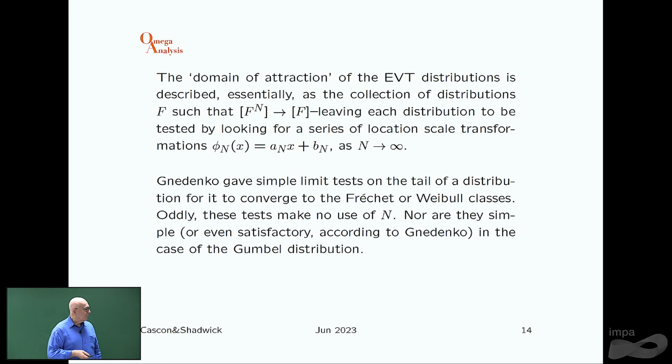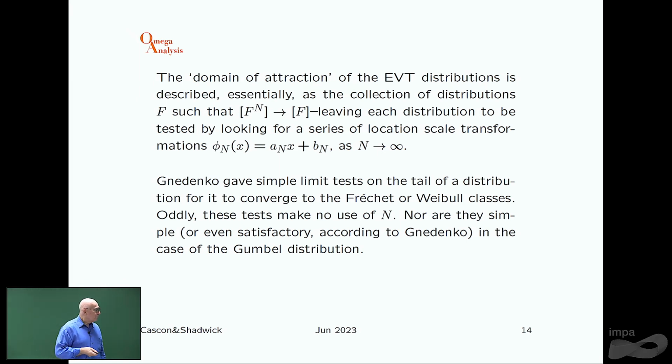Gnedenko, in a paper in which he discovered the limiting distributions, I think, independently of Fisher and Tippett, but also gave simple limit tests. So you just look at the tail of the distribution, take this limit that involves this shape. And when you see these things treated in the usual way, it's not usually remarked on, but it's odd, to say the least, that Gnedenko's formulas make n disappear, right? This n has actually nothing to do with the test.